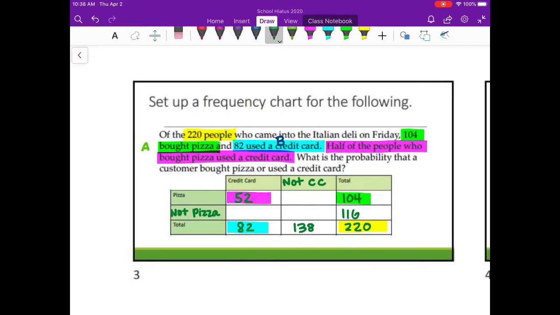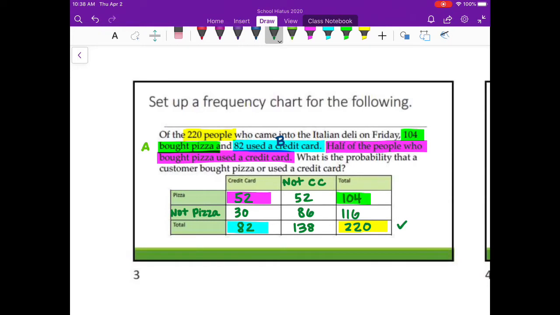So 104 minus 52 is 52. 138 minus 52 is 86. And then 82 minus 52 in the first column is 30. And then we want to just double check that all of the rows and columns add up to the correct totals across the bottom and the side, and it does.